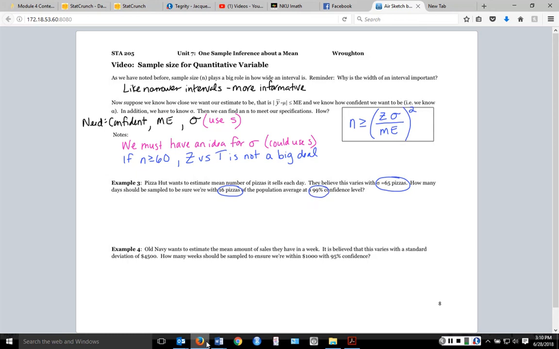So those are our three key things. I know my sigma. I know my margin of error. That's how close I need to be. So I need to be within 16 pizzas. Finally, this 99% is going to help me find my z, but it's not the number itself.